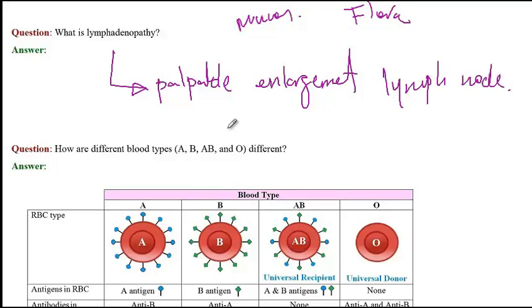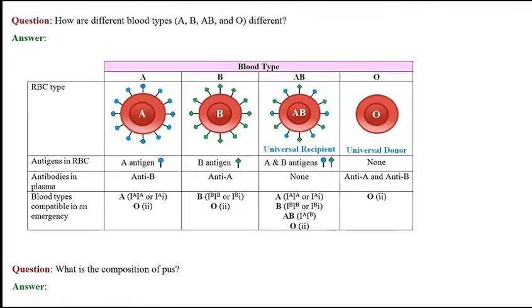The next question is, how are different blood types A, B, AB, and O different? So you know how we hear someone is universal donor and how someone is universal acceptor. So basically, the reason these blood type A or B or AB are different is because of the type of antigen that is present on their cell surface. So blood type A has the A antigen. Blood type B, on the other hand, has the B antigen.